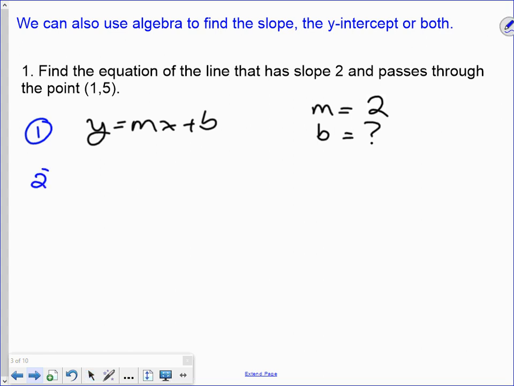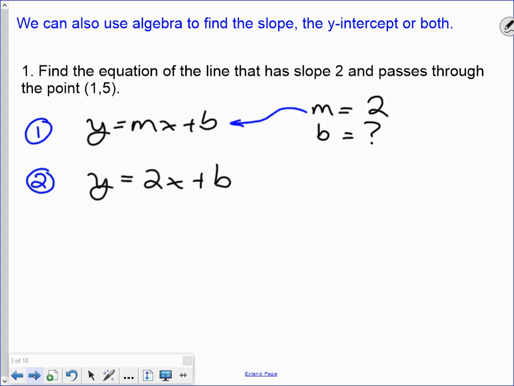Our second step is we can take this thing that we know and we can sub it in here. Okay? So we started with just y equals mx plus b. Let's put in our value of 2 for the slope: y equals 2x plus b. That's because we're getting a little closer here.